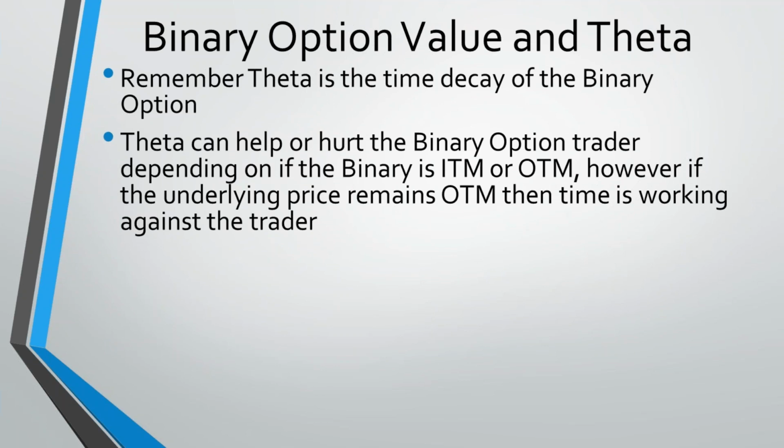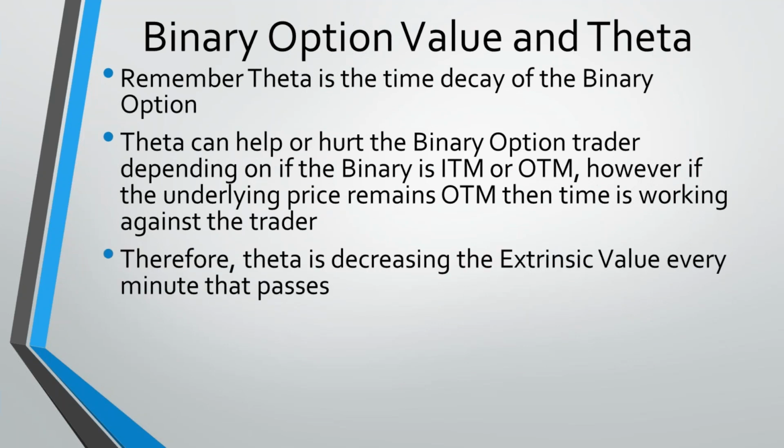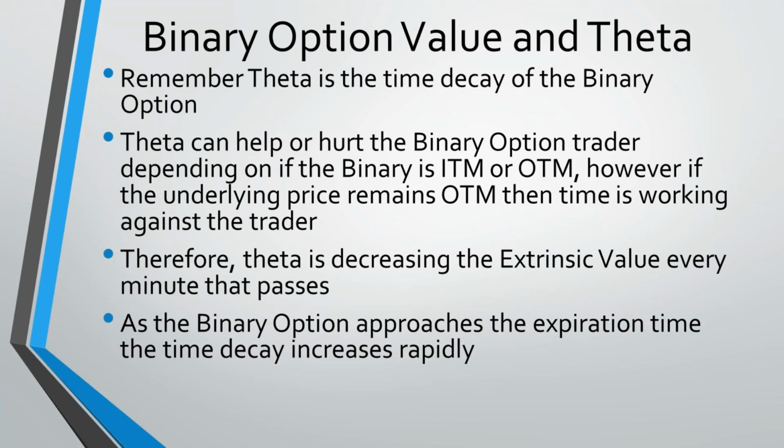So, theta can help or hurt the binary option trader depending on if the binary is in the money or out of the money. However, if the underlying price remains out of the money, then time is working against the trader. When you're in the money, time is actually working for you, and we'll cover that in a future lesson. Therefore, theta is decreasing the extrinsic value every minute that passes. As the binary option approaches the expiration time, the time decay increases rapidly.